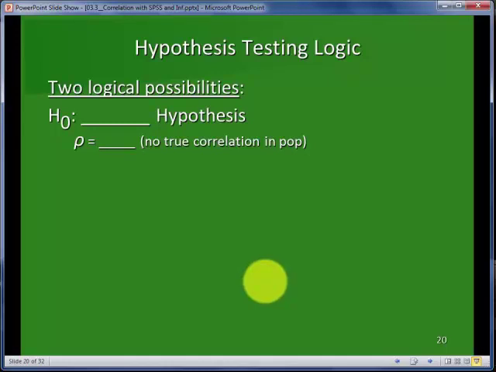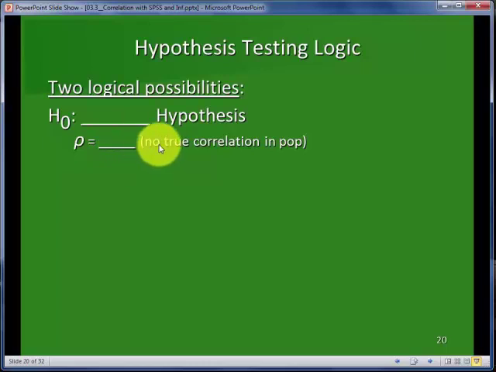There's two logical possibilities. One we call the null hypothesis. So you should write in here N-U-L, null. That's a zero right there. Null is another name for zero. The null hypothesis claims that rho is equal to 0.